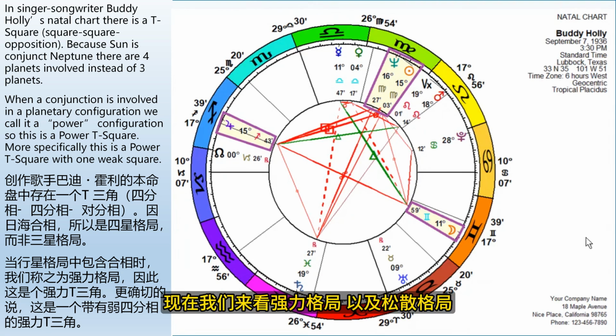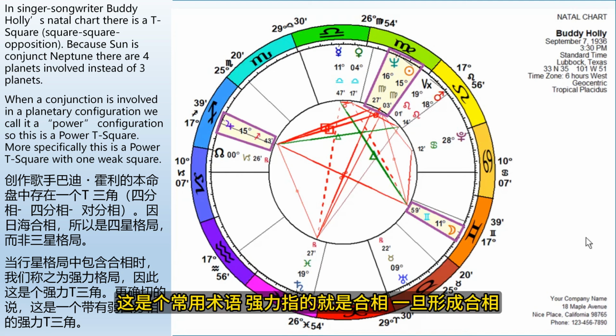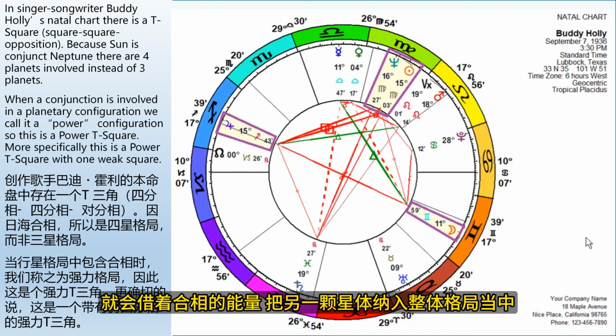Now, let's look at power configurations and spreading configurations. First, power. What is a power pattern? We use this term a lot. Power means conjunction. When there's a conjunction, it's adding another planet to the configuration, so a quick way to identify that is just to call it a power configuration.